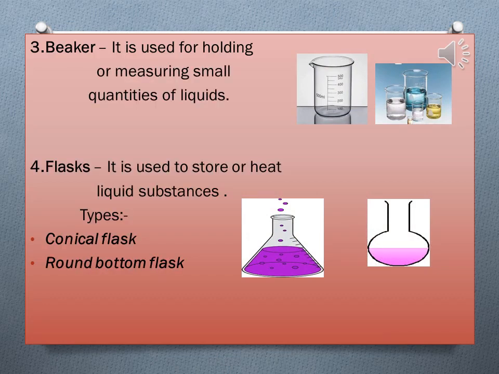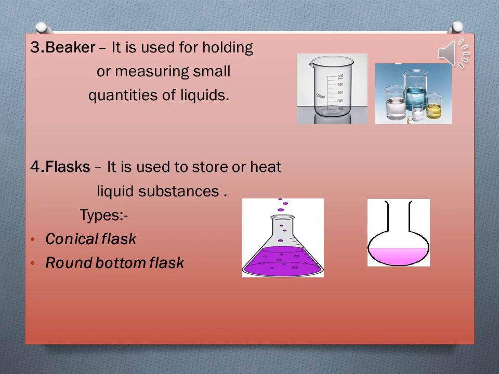Children, now the third chemical apparatus is beaker. Beaker is a cylindrical glass or plastic vessel used for holding or measuring small quantities of liquids. In laboratory, mostly four different sizes of beakers are available, like 50 ml beaker, 100 ml beaker, 250 ml beaker, and 500 ml beaker. Fourth chemical apparatus is flask.